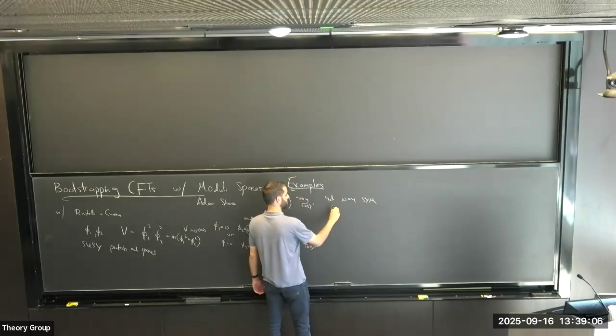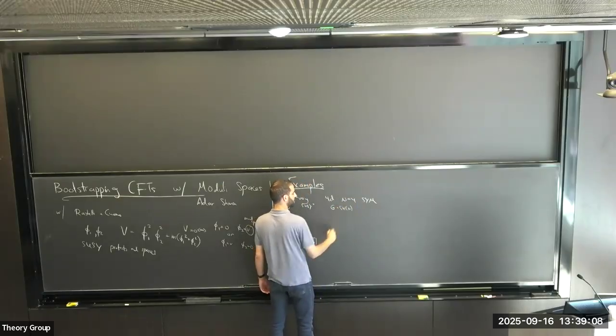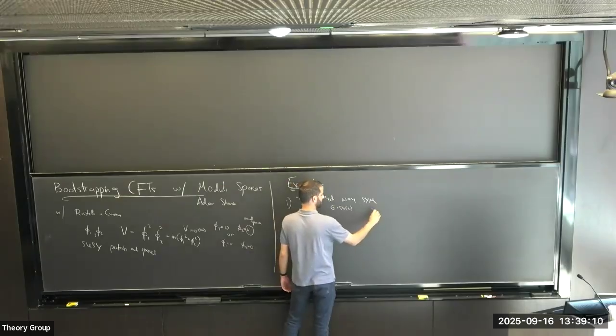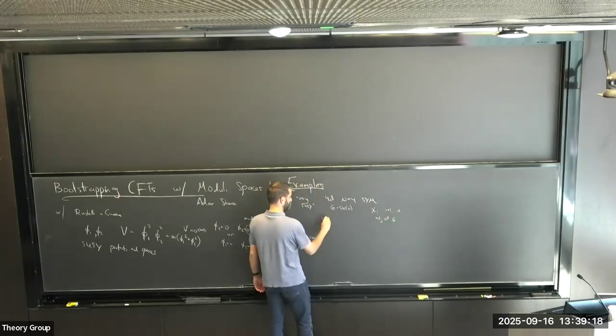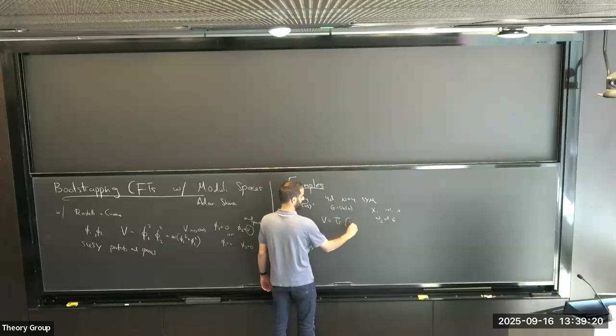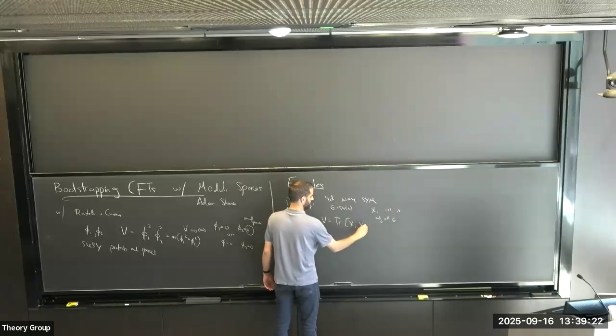This has some gauge group that we're going to choose to be SU(N). In particular, it has a bunch of scalars, X^i, where i is 1 to 6, and they are in the adjoint of the gauge group. And there's a potential, the trace of the commutator of X^i squared.